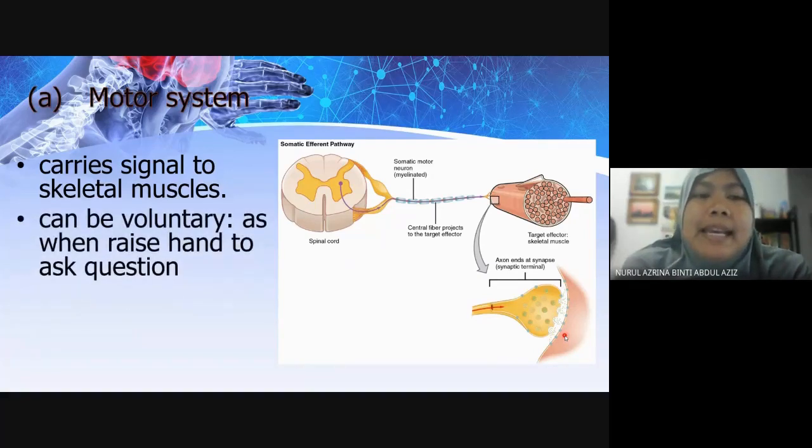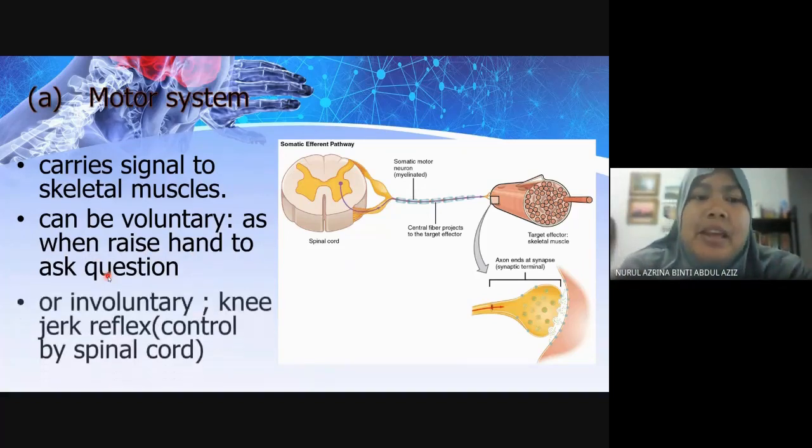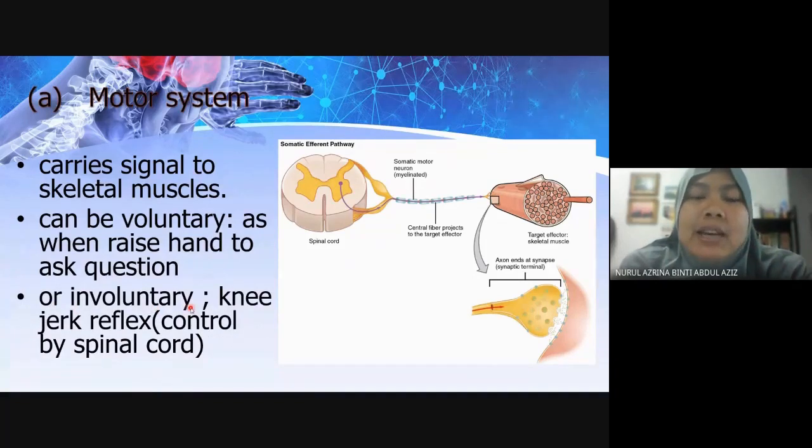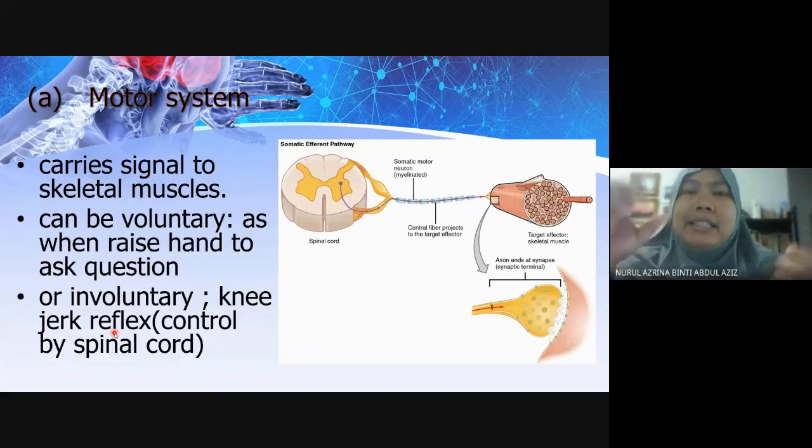Okay, and it can be voluntary. Voluntary means we can control or regulate ourselves. For example, when raise hand to ask question. So kita boleh control everything. Okay, so that is voluntary. Or somehow it may be involuntary, where it is controlled by the spinal cord. Contoh the knee jerk. Kan ada eksperimen, ada yang doktor ketuk lutut kita tu. Lutut kita dia ketuk dan lutut kita boleh jerking, right? So lutut kita akan bergerak sendiri tu. So that is one reflex. So mostly skeletal muscle contraction is voluntary except for knee jerk reflex. So this is involuntary.